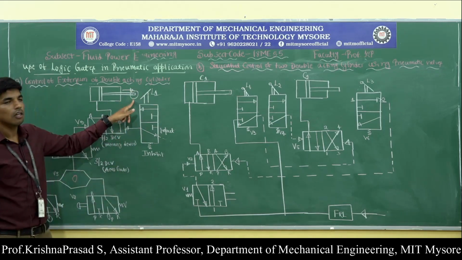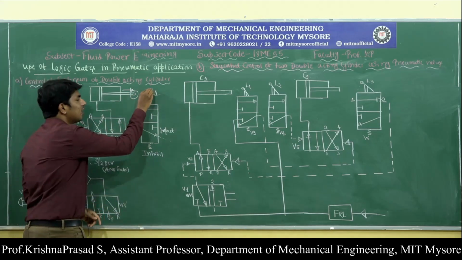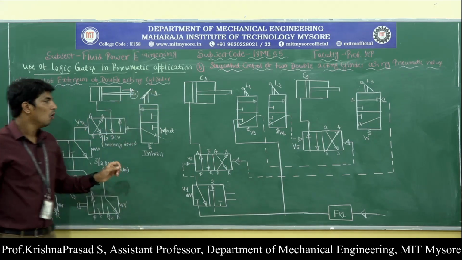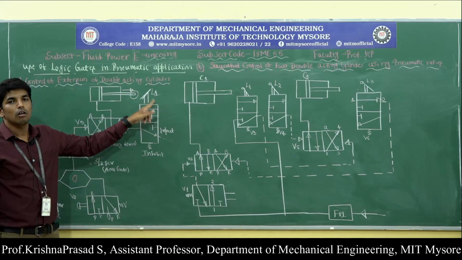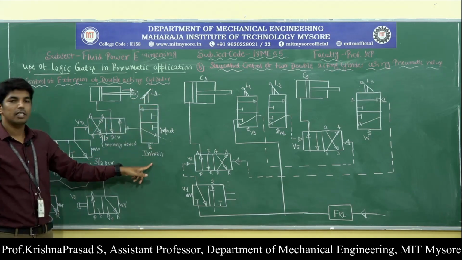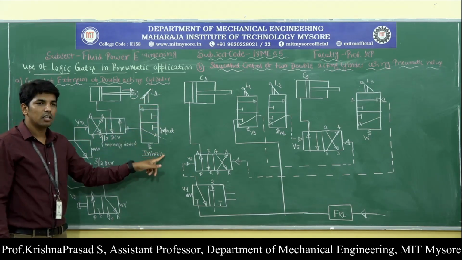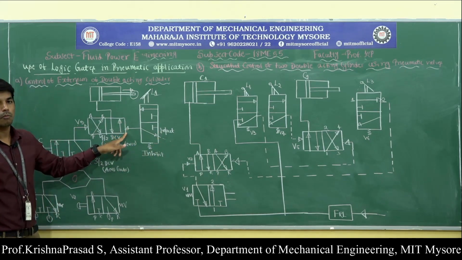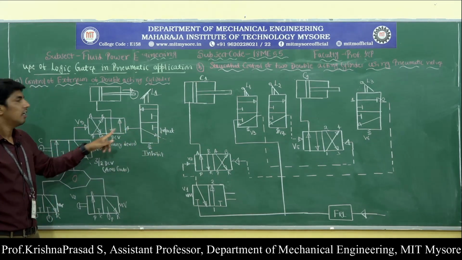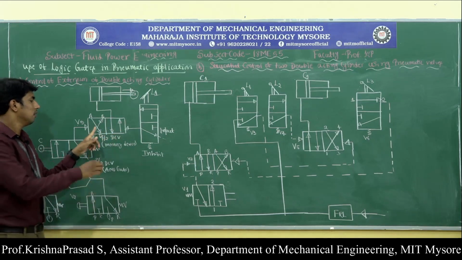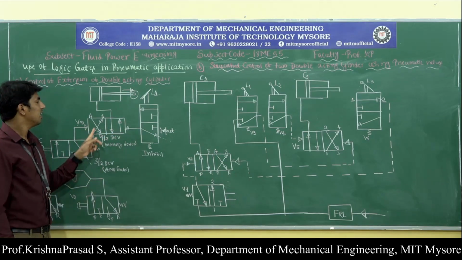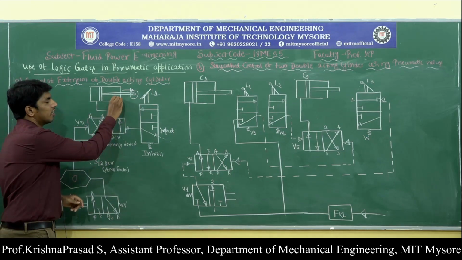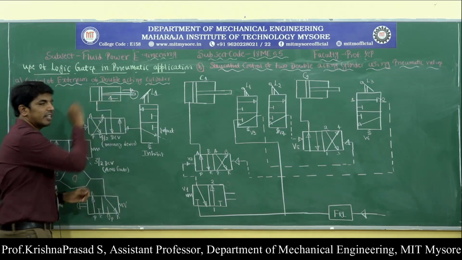this piston rod is going to operate the lever L1. Once it activates the lever L1, this inhibit device is activated and this will send the signal to the 4x2 direction control valve. Then pressurized air flows from inlet port P to port A, then the retraction of the cylinder is going to take place.